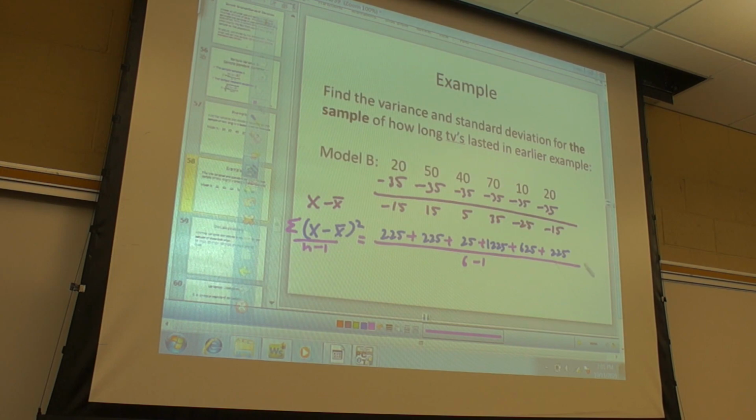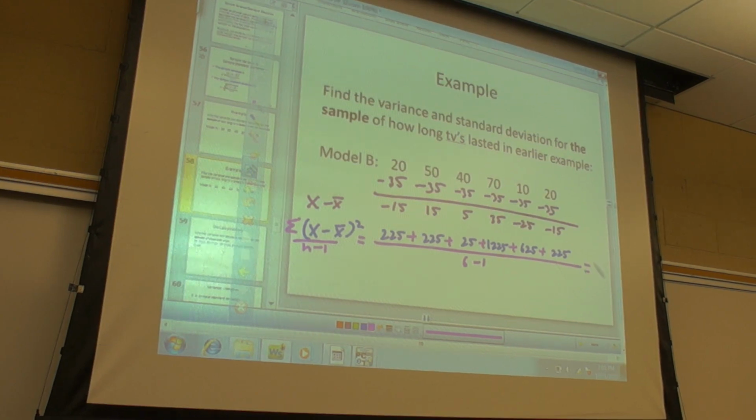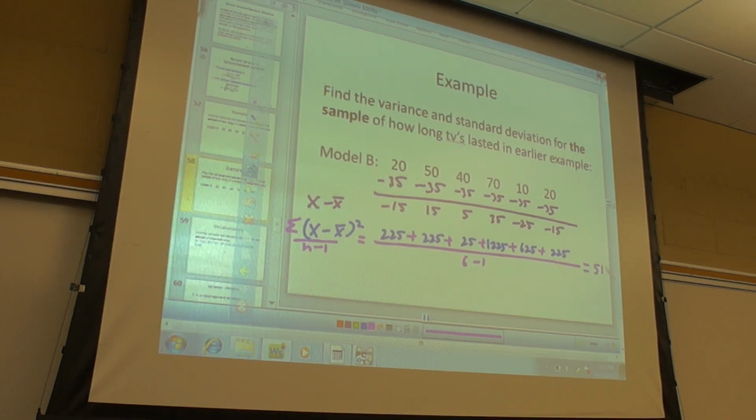So after you do that, you're going to end up with 510. Yes? So then your sigma squared, oh sorry, not your sigma squared, your s squared is 510. That's your variance. And your s, if you do the square root of both sides, you get s equals square root of 510.